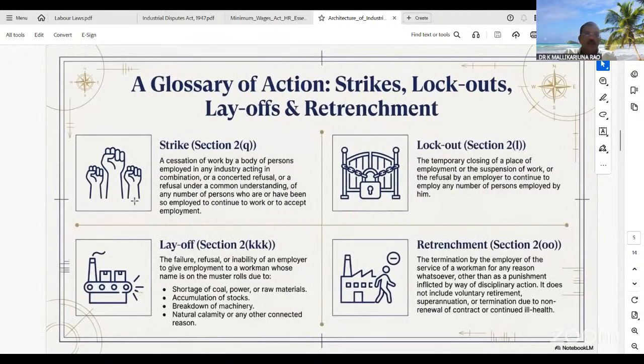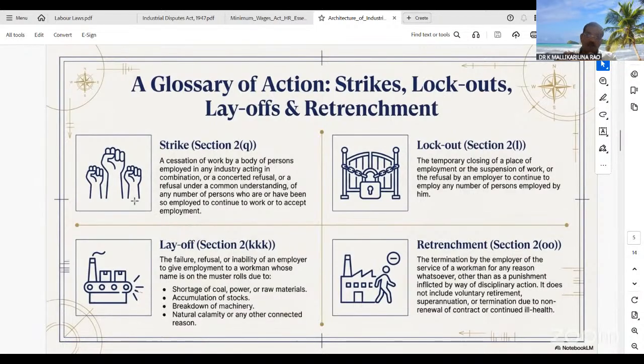Then we see what a strike is. A strike is defined in Section 2, subsection Q of the Industrial Disputes Act. It is a cessation of work by a body of persons employed in an industry acting in combination, or a concerted refusal to work. They are not ready to work. Everything is available and the employers are ready to provide the work, but the employees are not ready to work, as per Section 2, subsection Q. So this is the weapon of these employees.